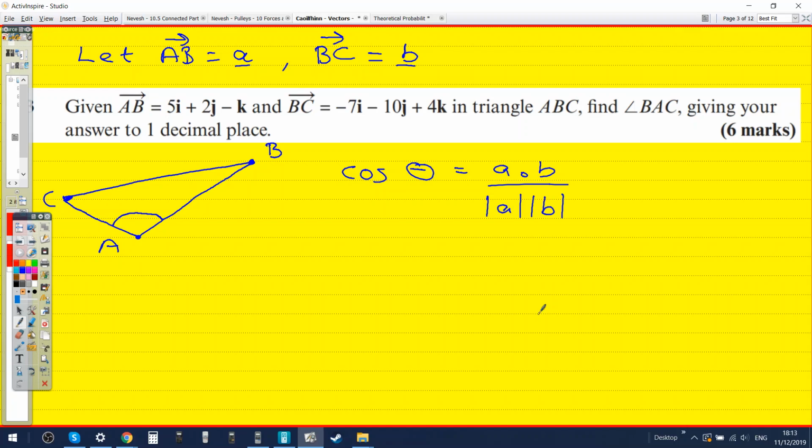What does the dot B mean? A dot B, so that is x1 times x2 plus y1 times y2 plus z1 times z2. And that's all over the magnitude, which is the Pythagoras.